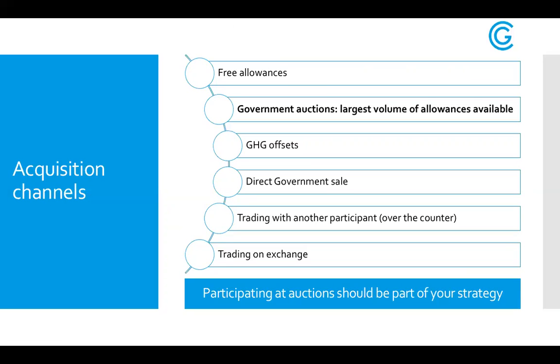So really the message here is that participating at auction should be part of your strategy and clearly is the main means of acquisition for most of you, but it should be seen as one of the tools to comply with your obligations regarding the cap and trade. And there are other ways to acquire these allowances that might minimize the risk for your organization and reduce the overall cost of compliance.